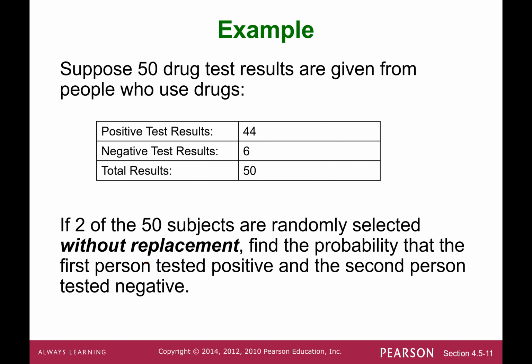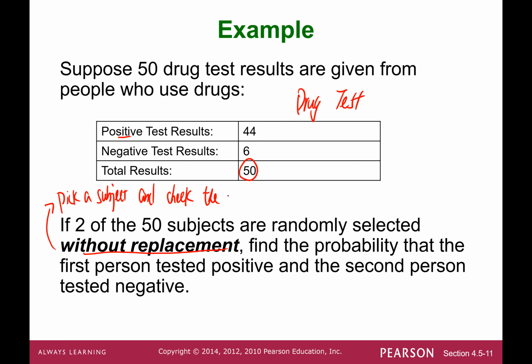All right. Now, suppose we have 50 drug test results given on people who use drugs. So we have positive test results, and this topic is drug test. And we have negative test results 6, total results 50. If 2 of the 50 subjects are randomly selected without replacement, what this without replacement indicates is you pick a subject, you examine the outcome, and check whether it's a positive test result, then put it away. It's no longer there. So that particular subject is gone, okay?